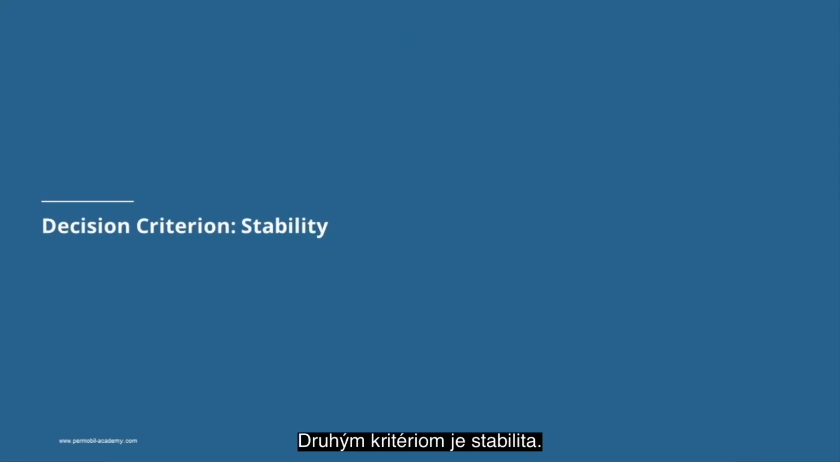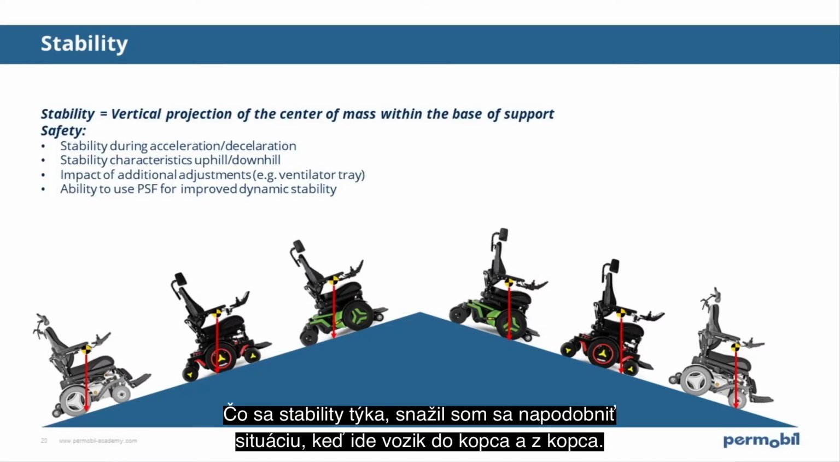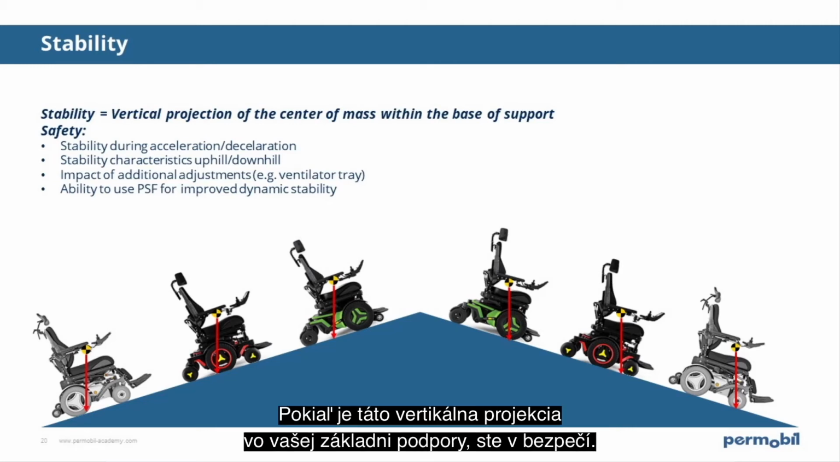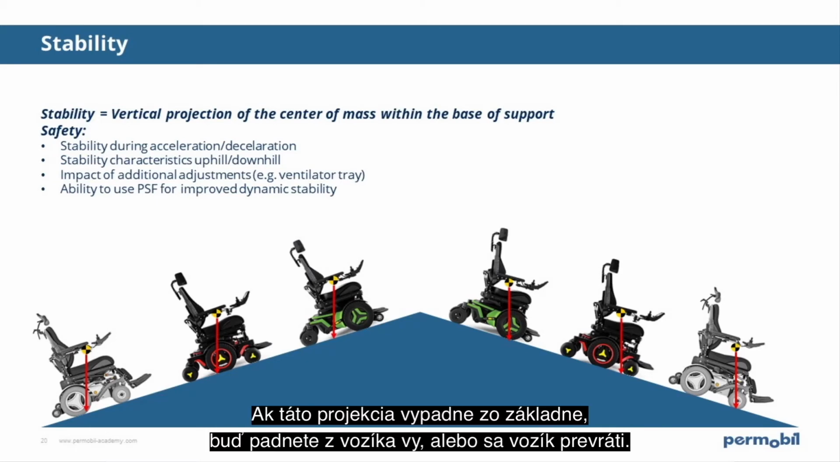The second criterion is stability. And the stability of the wheelchair, I try to actually mimic a situation with driving uphill and downhill. And again, I worked with the vertical projection of the center of mass, because basically stability is the vertical projection of the center of mass within your base of support. As long as this vertical projection is within your base of support, you're safe. If this vertical projection falls out of your base of support, you will fall with the wheelchair, or the wheelchair will tilt.